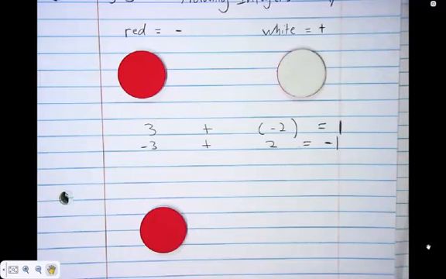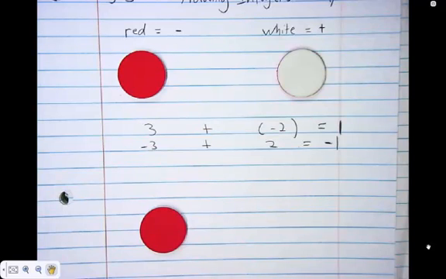Now, in the first example, what do we have more of, positive or negative? Positive. And our answer was positive. And in number 2, what do we have more of? Negative. So what was our answer? Negative. So when we're adding these, we could almost say a rule is whatever you have more of is what your answer is going to be.